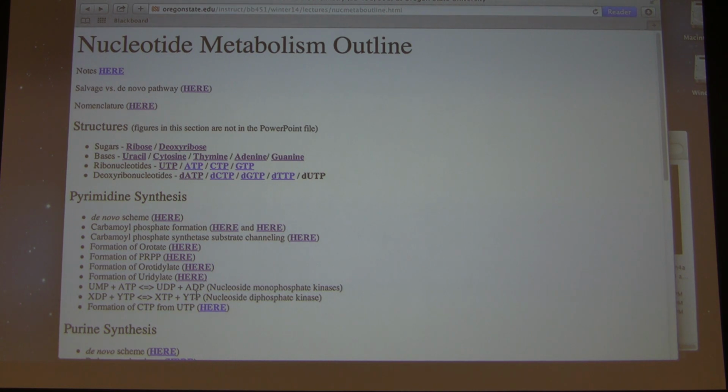A nucleoside is, of course, the nucleotide without the phosphate. A nucleoside monophosphate refers to the nucleotide. So we're talking about UMP, nucleoside monophosphate kinase. A kinase puts a phosphate onto something that's a nucleoside monophosphate. So it's going to convert something that's a monophosphate into something that's a diphosphate. Each monophosphate nucleotide has a corresponding nucleoside monophosphate kinase.